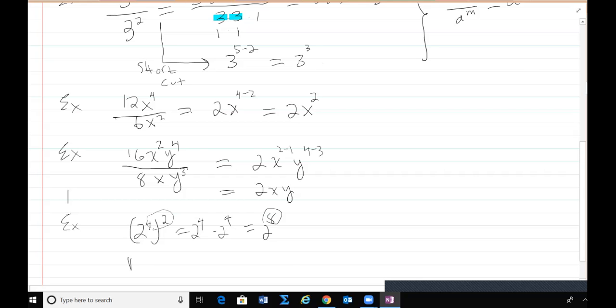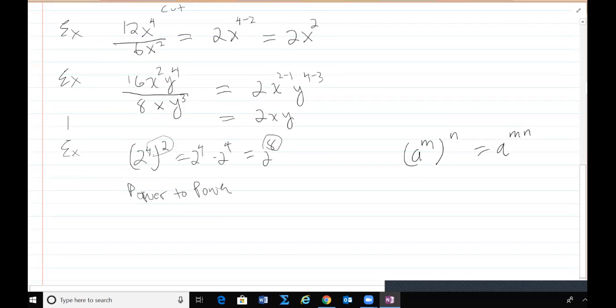So this is what they call power to a power. When you have that, you multiply the powers. So we would have a to the m raised to the n is a to the mn, like that. Okay, so another example, we might have x to the 4th raised to the 3rd. Well, that's x to the 12.